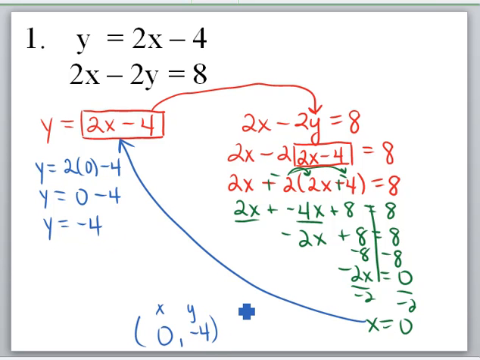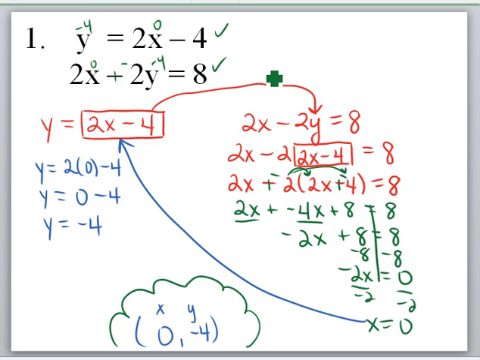Now, just like with solving systems graphically, you can also check your solutions for substitution. If you want to know if this is right, you take the 0 and plug it in for x, you take the negative 4 and plug it in for y, and you see if it's true. This gives you 0 minus 4, which is negative 4. Now, if I plug in 0 for my x here and negative 4 for my y, I get 0, and this ends up being negative 2 times negative 4, which is a positive 8. So (0, negative 4) works in both equations, so I can be assured that I have the correct answer.